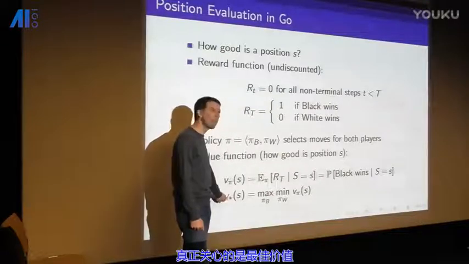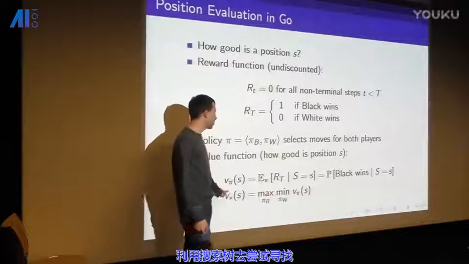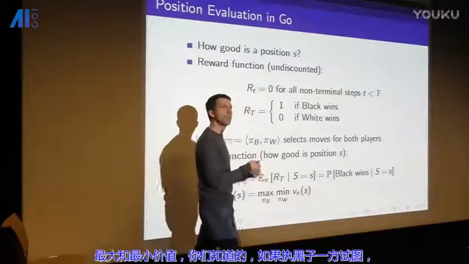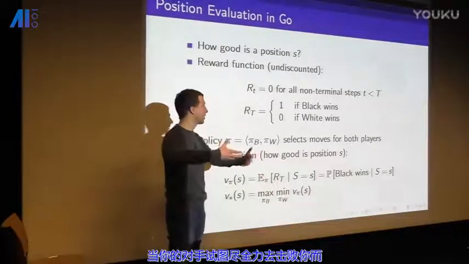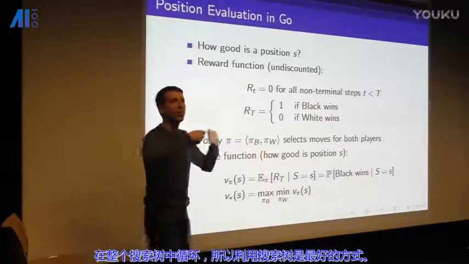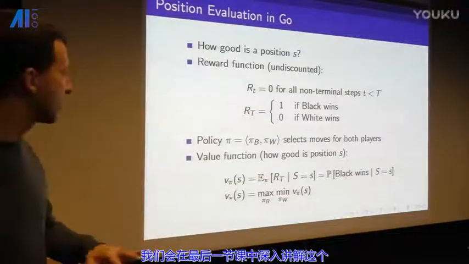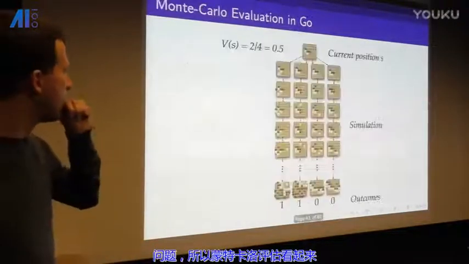But what we really care about is the optimal value function, and this is why we need a search tree. And the search tree is trying to find something like the minimax value. Like it's the best way to play if your opponent's trying their best to beat you, and so forth, all the way down the tree. We'll get more into that in the final lecture.